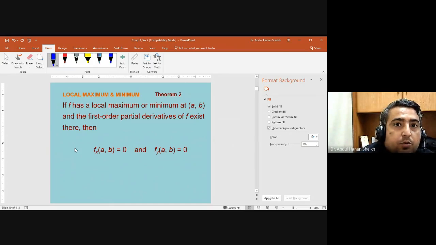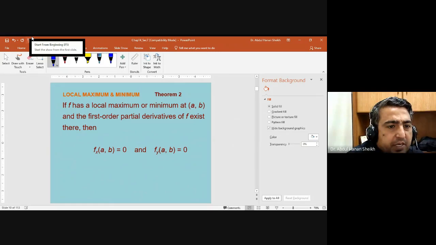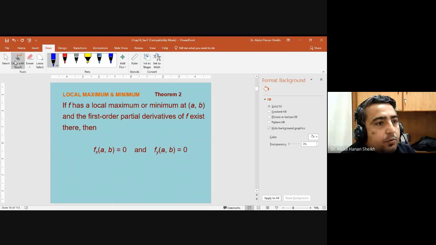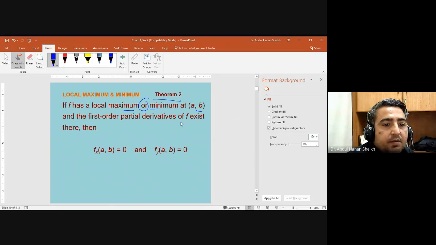Okay, now there is a theorem which gives criteria to find the minimum and maximum of a function of two variables. The theorem is named theorem 2. If f has a local maximum or minimum at this point, and the first order partial derivatives exist, then if you check that the first derivatives are 0, this point will be either a minimum or maximum.